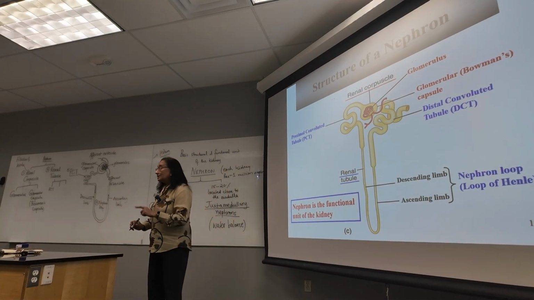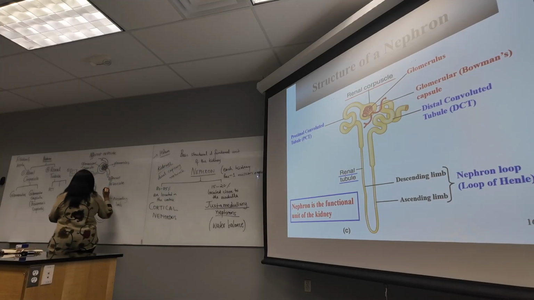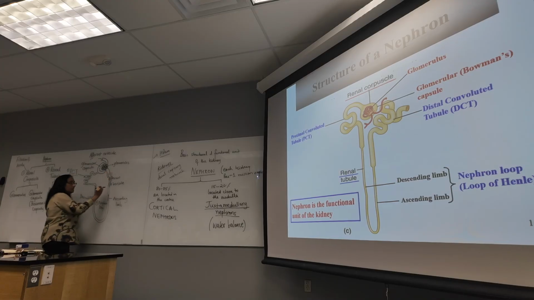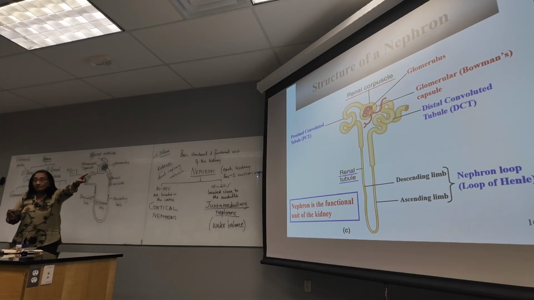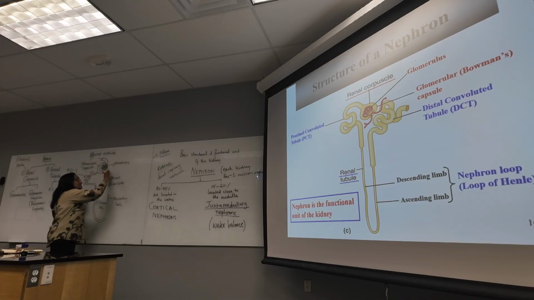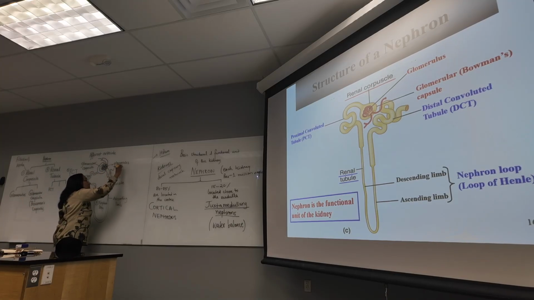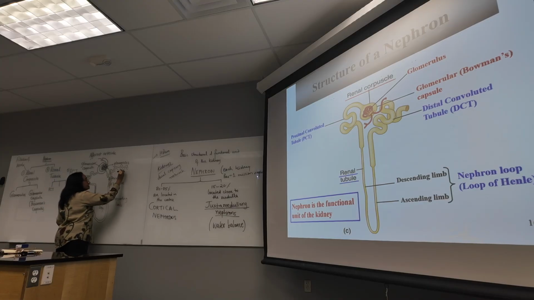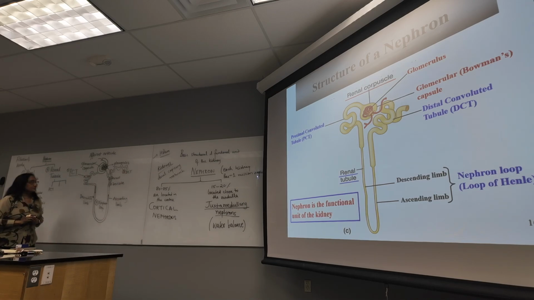And then again, as it approaches the same nephron, you see that ascending limb is going to come very close to the starting point of the nephron. And when it comes there, it again becomes twisted and coiled. This is the third part of the tube. This is called the distal convoluted tubule, DCT.